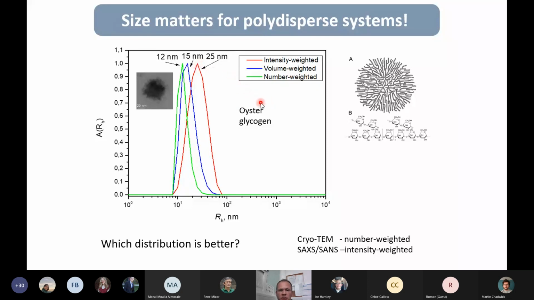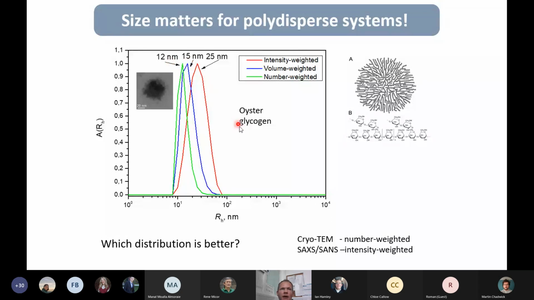And many users, many students, are confused. They're measuring maybe glycogen or some proteins, and they see three different numbers. For example, for oyster glycogen, you can get from the software 25 nanometers, 15 nanometers, and 12 nanometers. So the question is, which distribution is better, right? Well, both values are right, because you're working with a polydisperse system. You certainly have some particles with the size of 25, with the size of 15, and the size of 12.